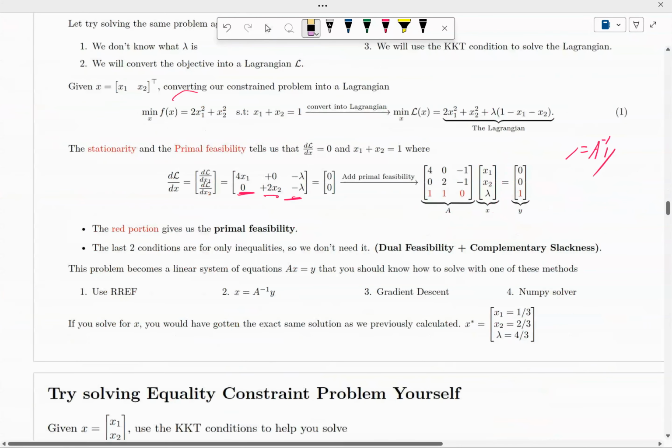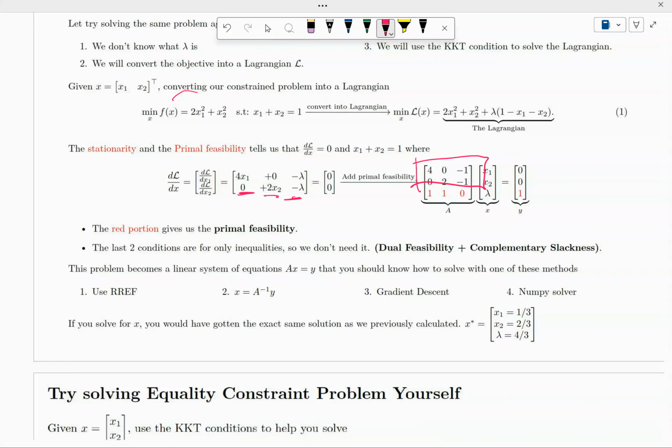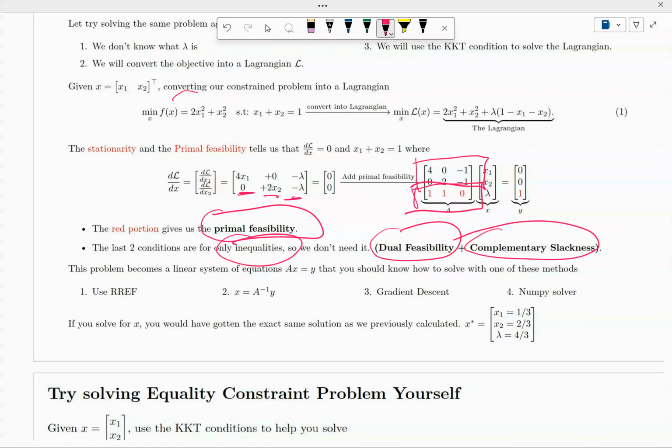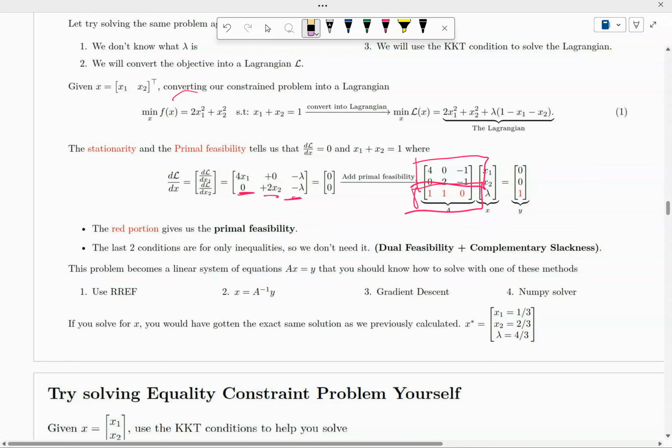So remember, this portion came from our stationarity condition, and the red portion was from the primal feasibility. Since we didn't have inequalities, right? Inequality constraints are specific to dual feasibility and complementary slackness. So we didn't really need the two of them. We simply solved this. Okay.